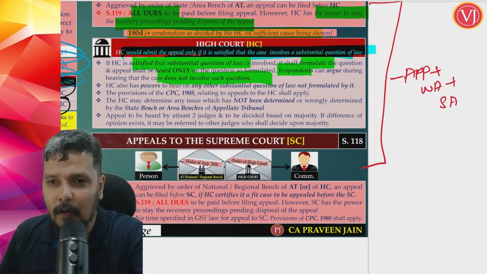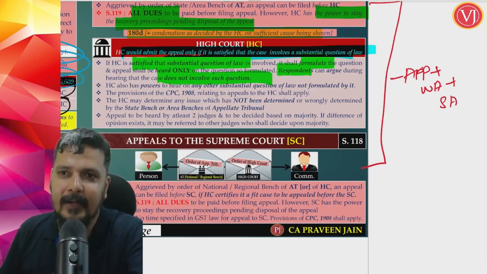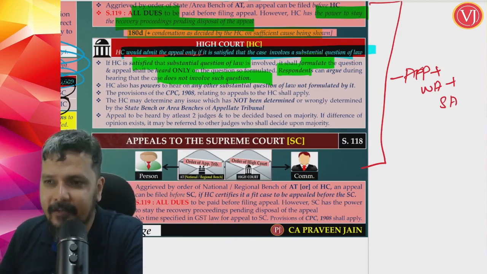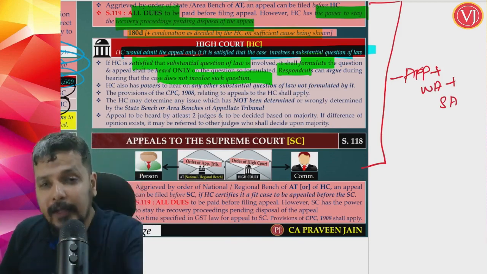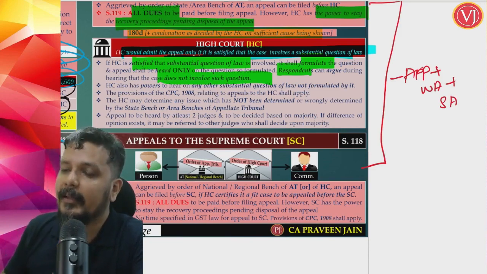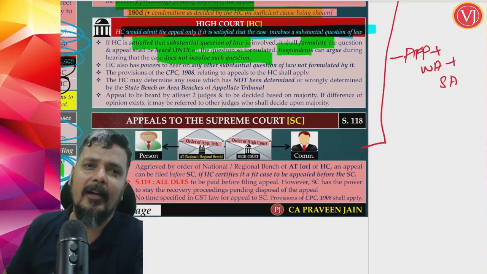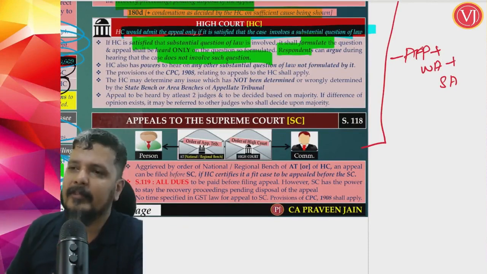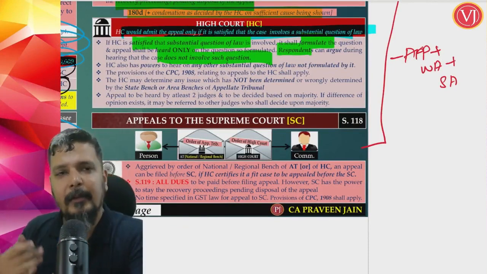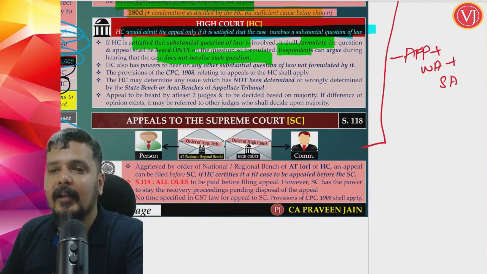High Court will formulate the question of law and try to understand, within a few minutes span of time, whether it involves a question of law. If yes, what is the question of law? Only on that matter, High Court will hear the case. And if at all it is found that it does not involve a question of law, chapter is closed. It will be rejected. Appeals per se will be rejected.